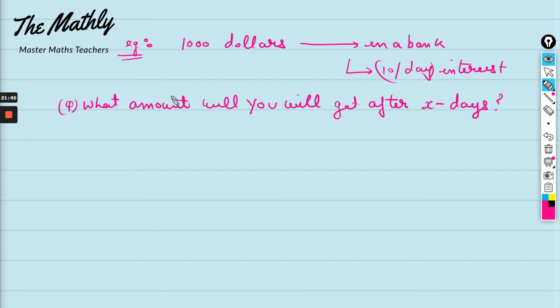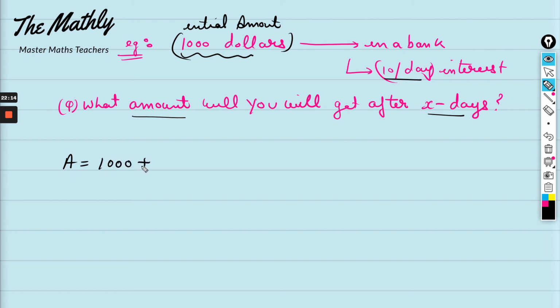Now that's the question. Let's try to understand. I do have an initial value, an initial amount. I deposited $1,000 in a bank, and the bank is giving me $10 interest, right? And now I want to find out what amount I will get after X days. I'll get my initial amount, $1,000, returned first of all.